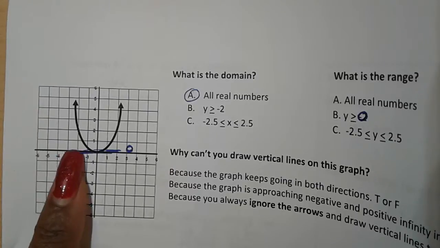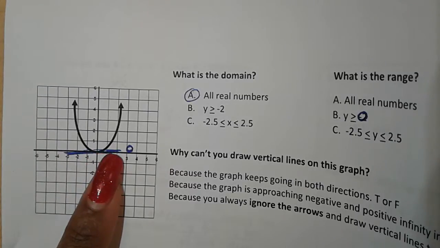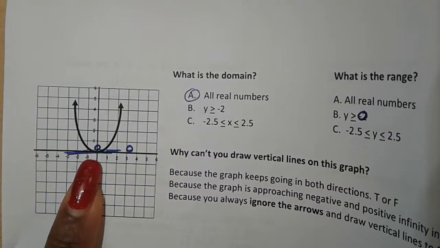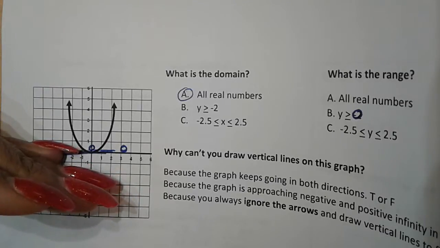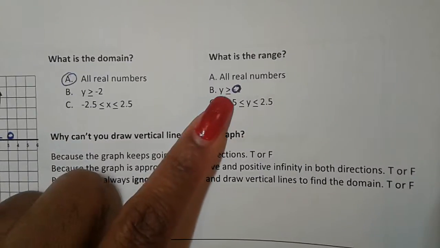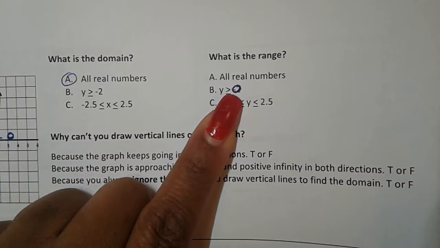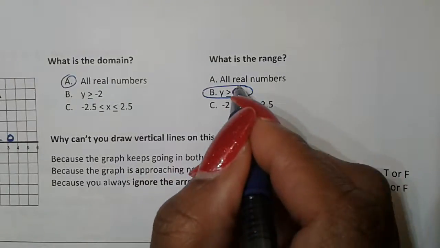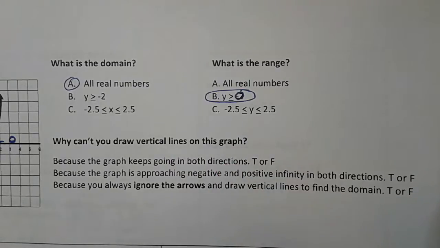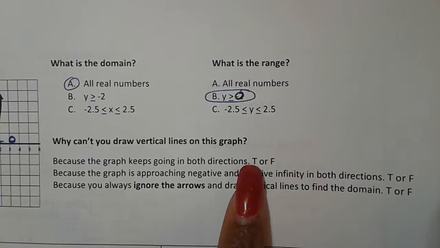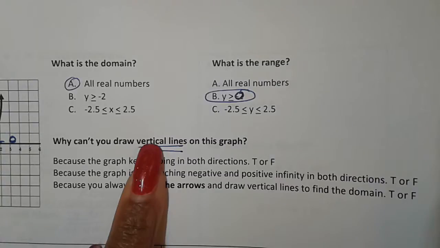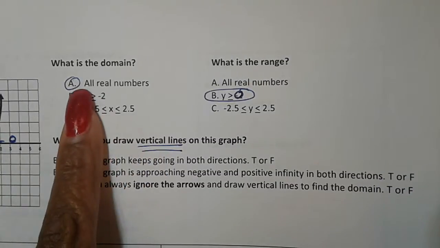Some of you don't understand that that's 0, do you? Well, when you draw a horizontal line, where is that line crossing the y-axis? Right at what? 0. And that horizontal line moves which way? Up. So it is what? Greater than or what? Equal to who? 0. Because the graph keeps going in both directions, for the vertical lines, that's why the domain is all real numbers.